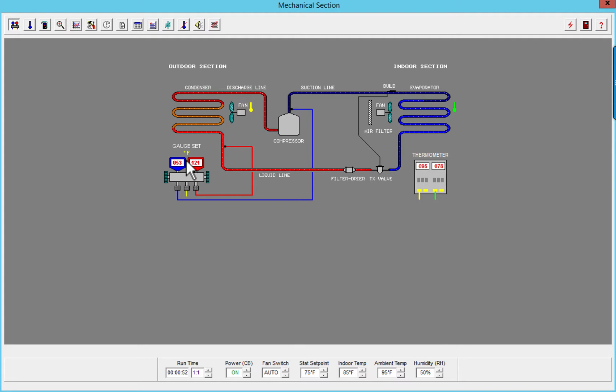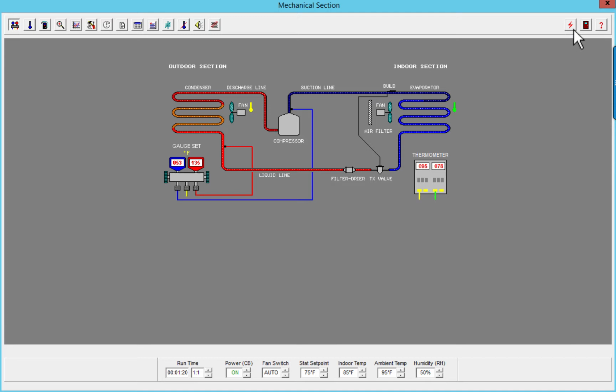Remember, we want our condensing temperature to be about 27 to 35 above ambient temperature. So if we look over here, we have an outside air temperature of 95 degrees. So if I go by the 30-degree rule, we're already over it. Okay, I'm hitting 40 degrees.